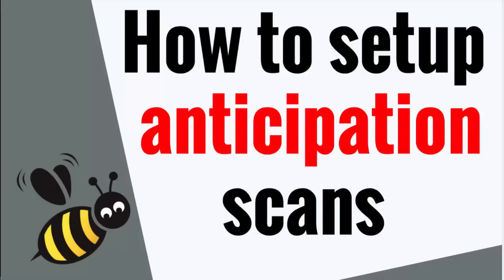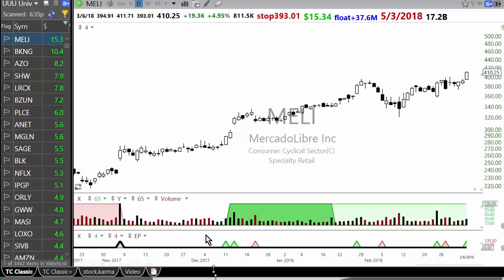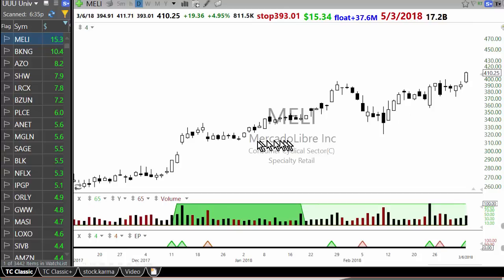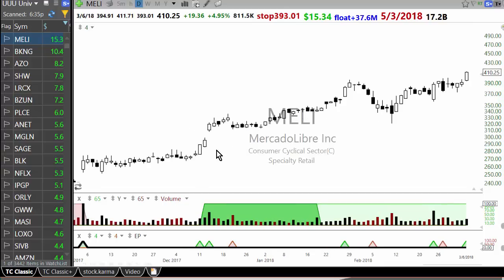How to set up the anticipation scans. Anticipation is the main method, which is basically what I am currently using, because it gives you very low risk entry points and it allows you to plan your trade. So how do you set up those scans?